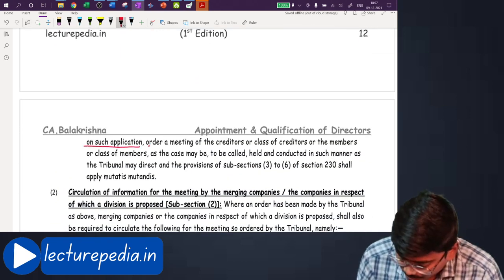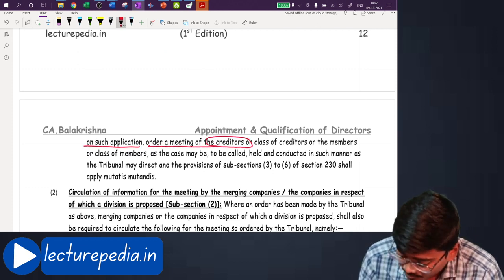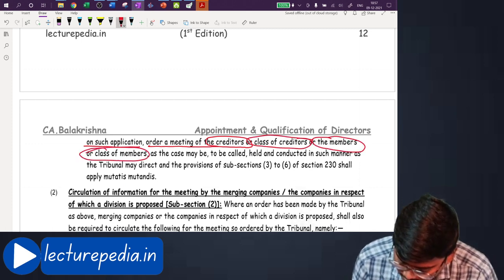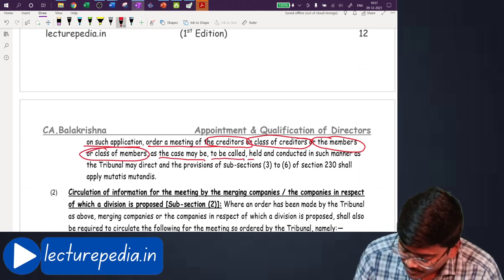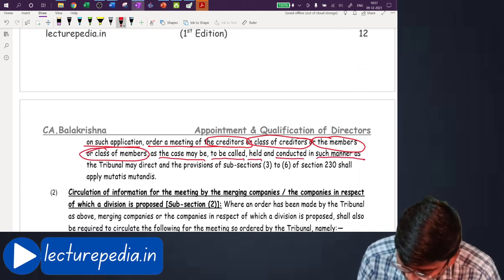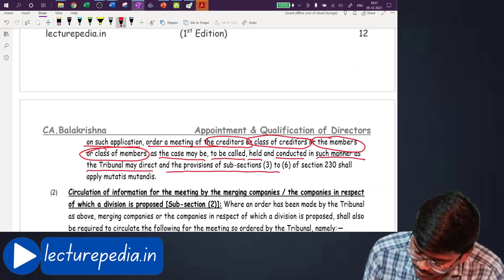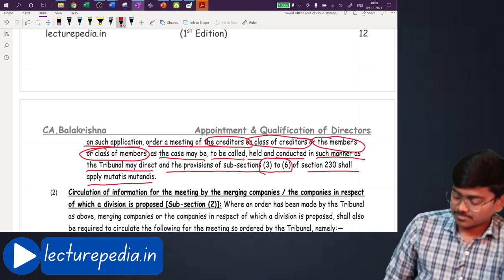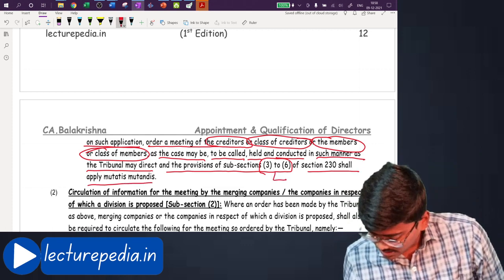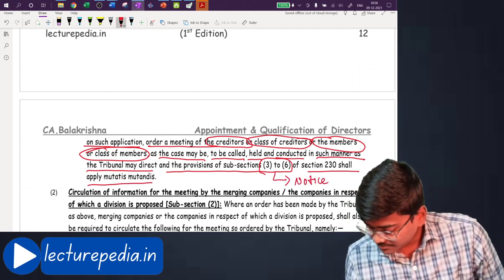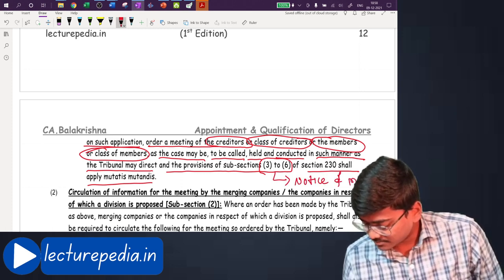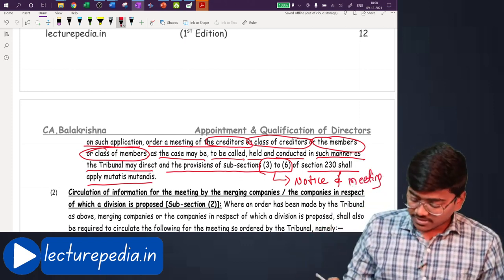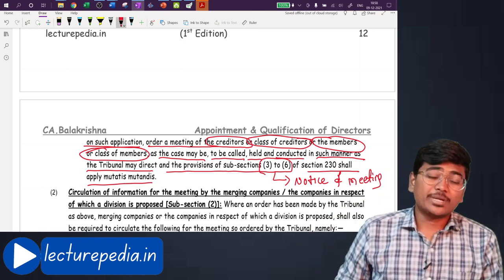on such application order a meeting of creditors or class of creditors, or members or class of members, as the case may be, to be called, held, and conducted in such manner as the tribunal may direct, and the provisions of subsection 3 to subsection 6 of section 230 shall apply mutatis mutandis. These subsections, 3 to 6, regarding notice of meeting, which we have dealt with in section 230, will apply mutatis mutandis even in case of merger or amalgamation.